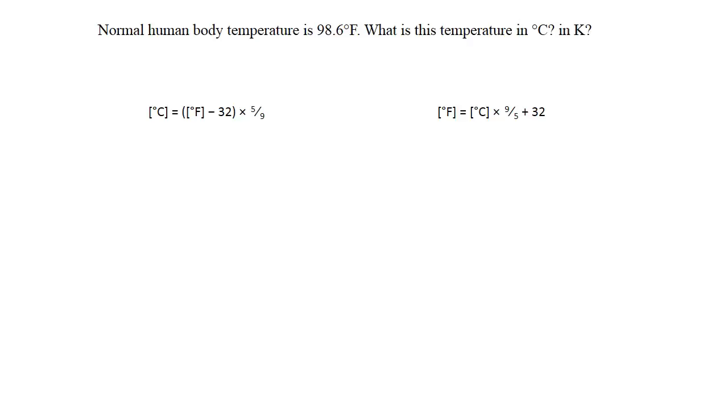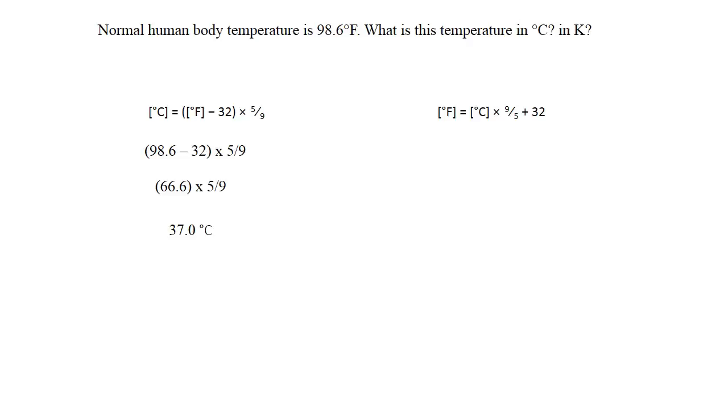point of water. So we're going to use the formula on the left, and we're going to plug in 98.6 degrees, and we're going to subtract 32 from that. That'll be the first step. That gives us 66.6 degrees. We're going to multiply that number by 5/9, and that will give us 37.0 degrees Celsius.